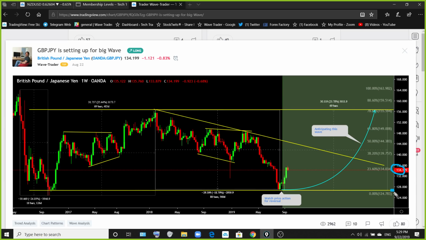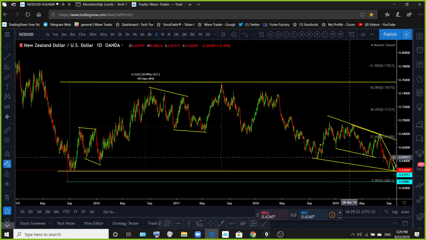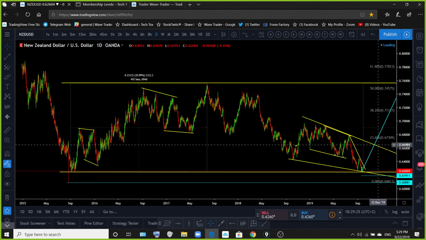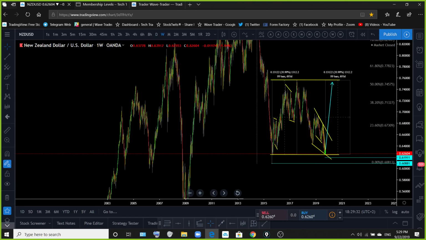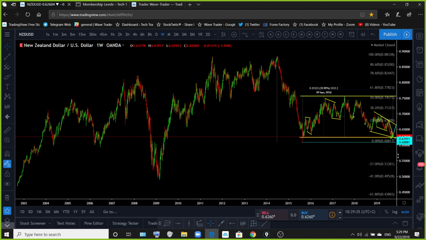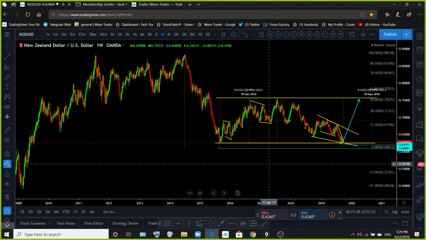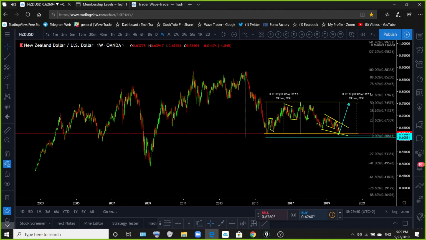So almost a 700 or 800 pip move already happened over there on the pound against the yen. All right, so you're gonna have a good potential on the kiwi. So the lower the price goes on the kiwi, the better the opportunity you're gonna have. We don't believe that this is a trending market on the kiwi, and we don't believe that kiwi will keep pushing lower. I mean, we don't believe that this is a continuation wave for more downside.